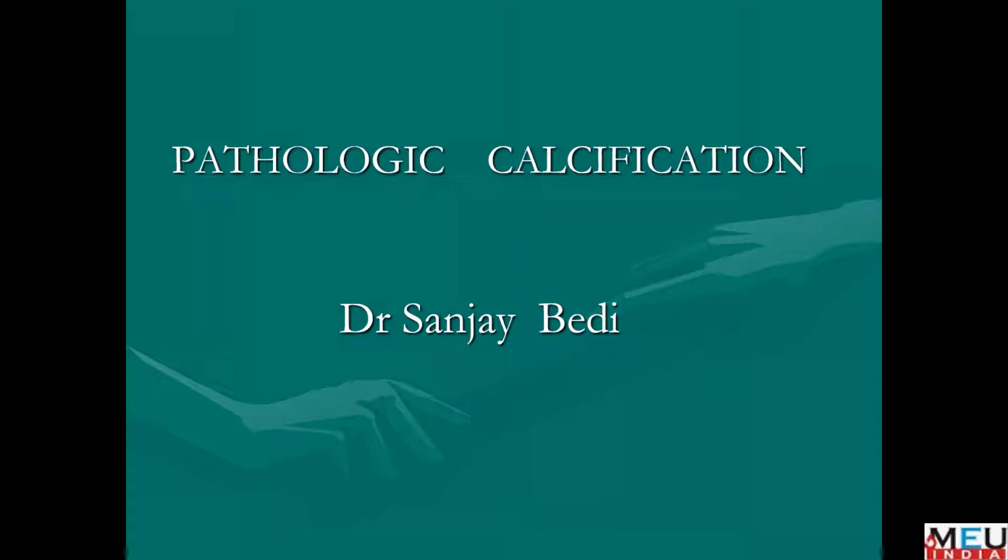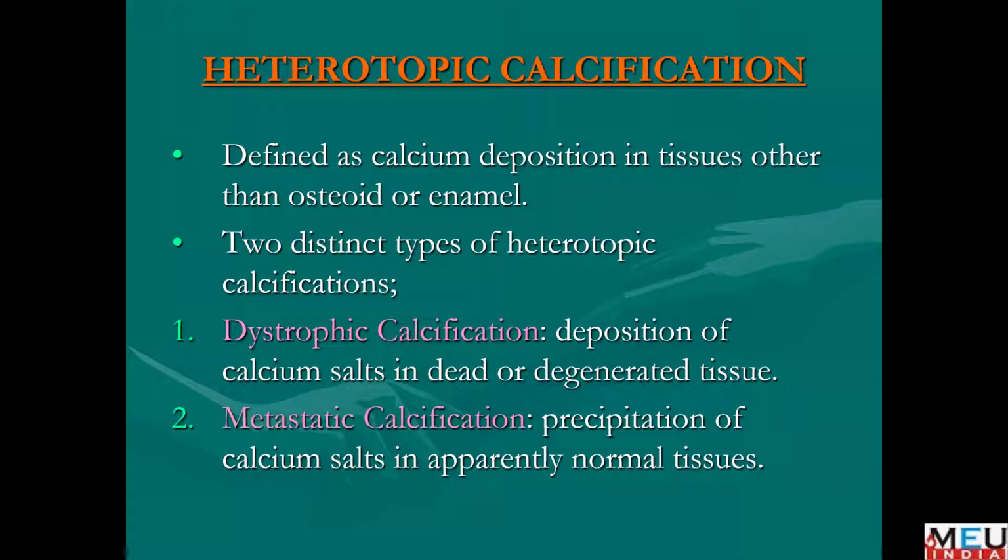Welcome to today's session, and today we will talk about pathological calcification, also known as heterotopic calcification. It is defined as abnormal deposition of calcium in tissues other than osteoid or enamel. It is basically of two types: dystrophic calcification, that is deposition of calcium salts in dead or degenerated tissue, and metastatic calcification, precipitation of calcium salts in apparently normal tissues.